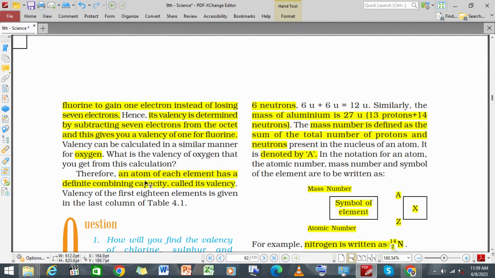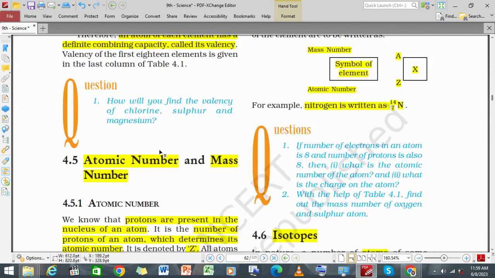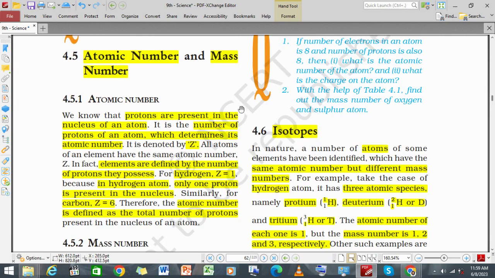Now if we talk about oxygen, the same applies, and the atom of each element has a definite combining capacity known as its valency. So this is what valency is all about: how much it can combine with other atoms. Now let's talk about atomic number and mass number. What is atomic number and what is mass number? Protons are present in the nucleus of an atom, and the number of protons of an atom determines its atomic number. So the number of protons decides the atomic number.